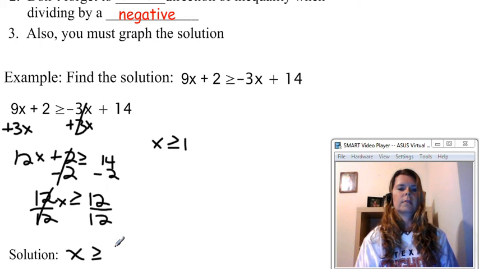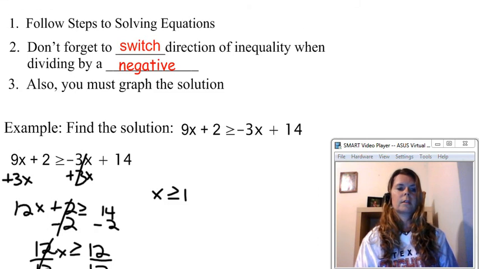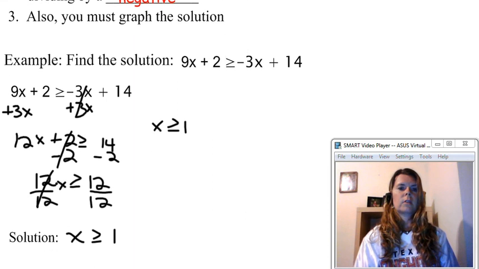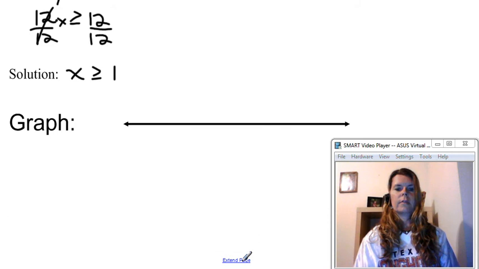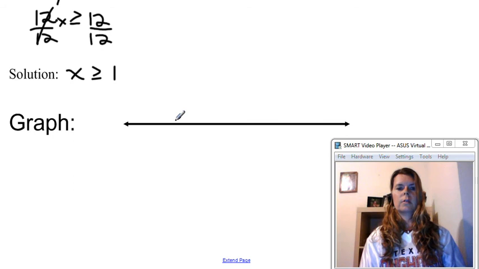Okay, so the other step we have to do besides switching the sign if you divide by a negative, which we didn't, we divided by a positive 12, is you must graph the solution. So you're going to go down here and graph it. My solutions are greater than or equal to 1, so they're like 1, 2, 3, 4. And on a number line, those are to the right of 0.